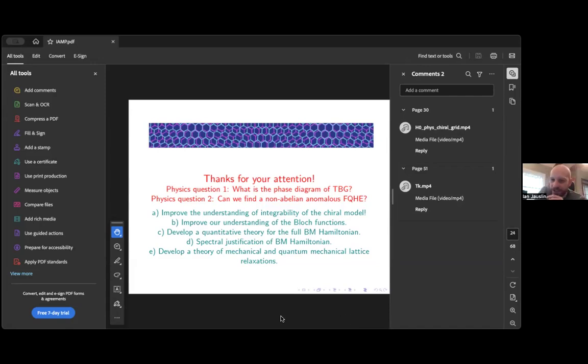There's a question in the chat by Ali Reza Jazani that says, have you studied how the Berry phase would change with the adding and twisting of layers? Have I studied how the Berry phase would change with the adding and twisting of layers? So you mean if you add more layers?